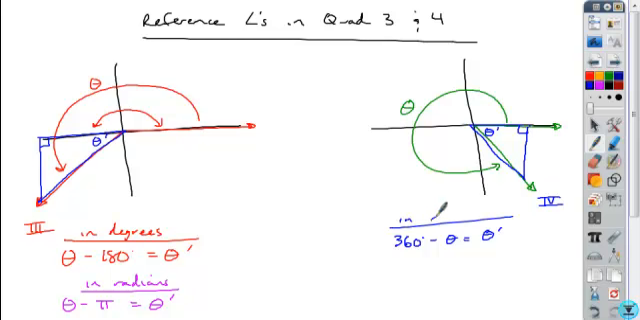Again, this is in degrees. And then in radians, once again, just replace 360 with its equivalent in radians, which is 2 pi, minus the original angle, and that's going to leave you with your reference angle.